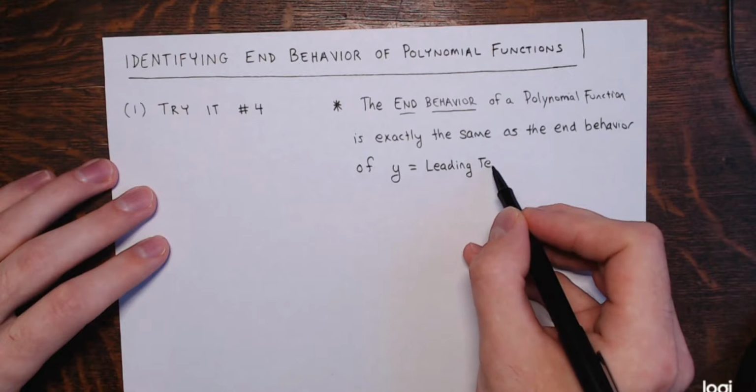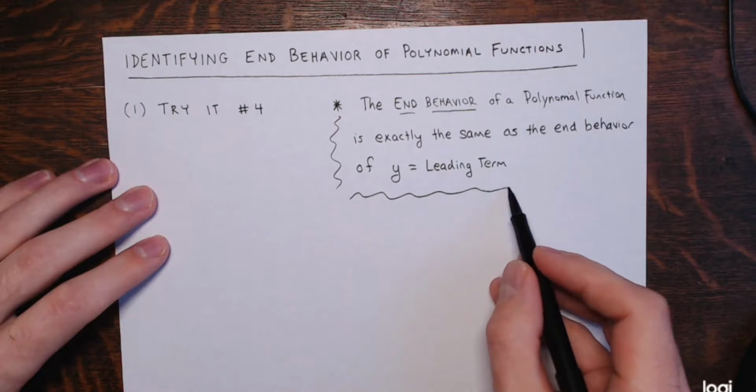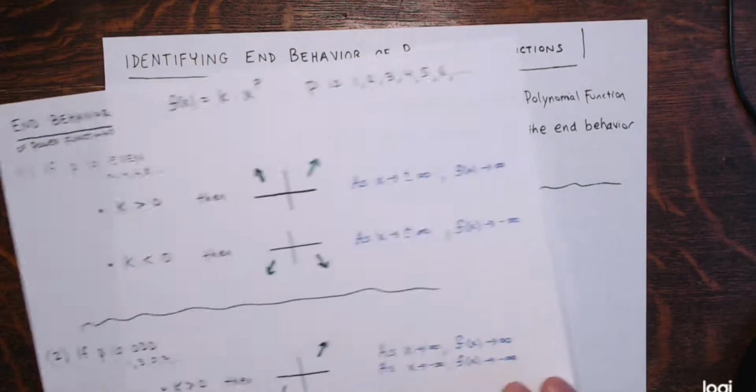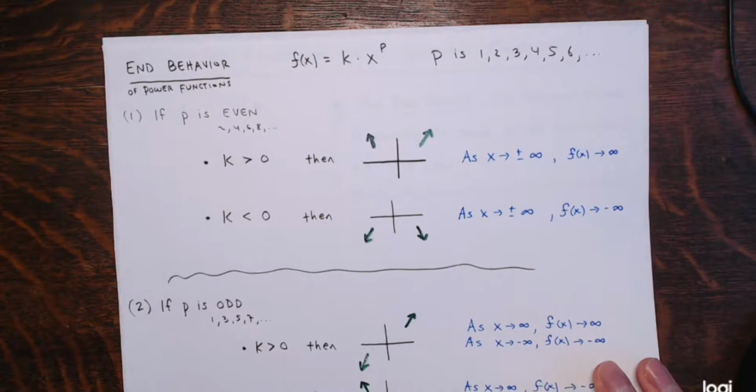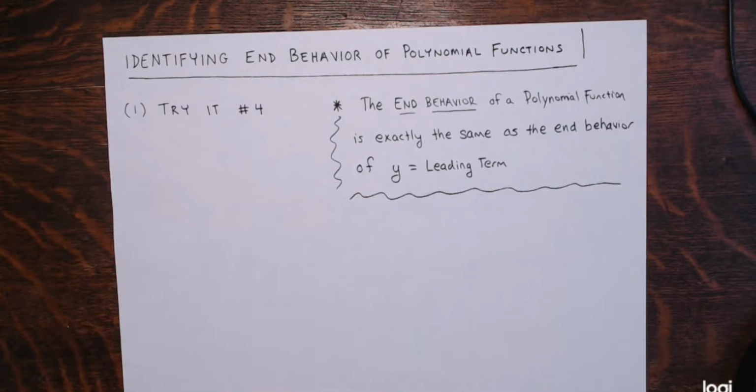So if you can identify the leading term of a polynomial, and you remember how the end behavior of power functions goes, right, this page here, you should have no problem stating the end behavior of any polynomial function.